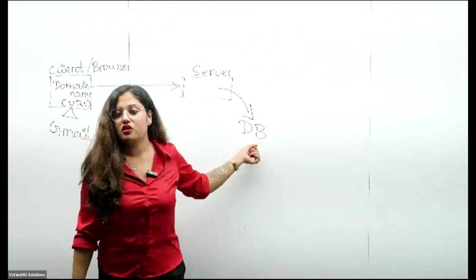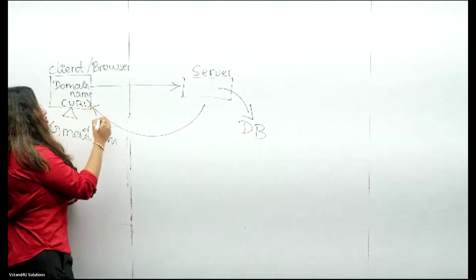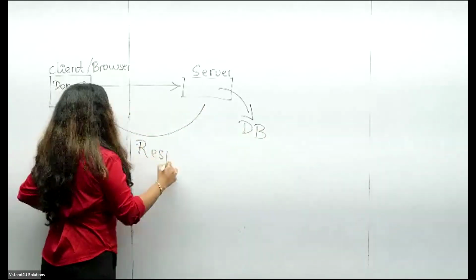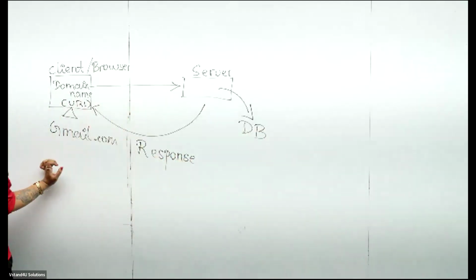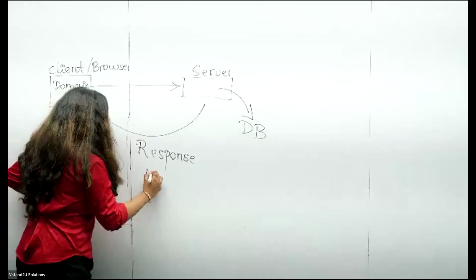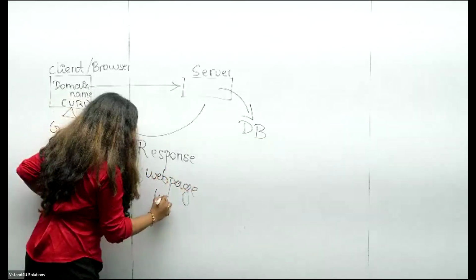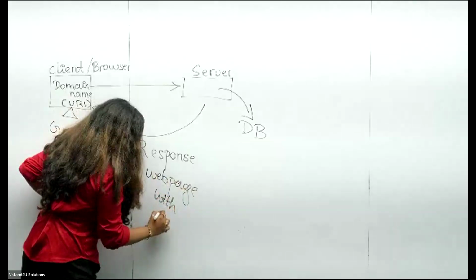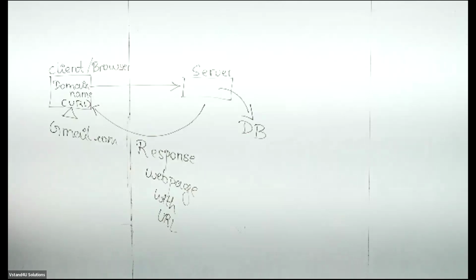It will fetch the domain name, and obviously you will get back the response. But what response will you get? You will get the web page. Will you get only the web page or the web page with URL? You will get the web page with URL. That is called server-side rendering. Why is it called server-side rendering?